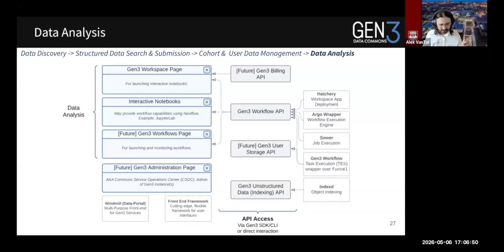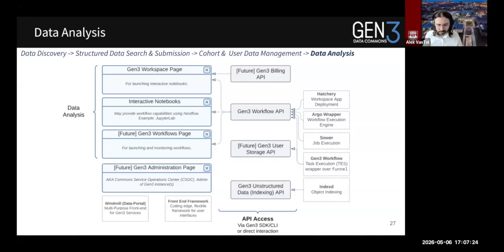We are building that workflow execution and task execution support with another standard, which comes out of the Global Alliance for Genomics and Health, GA4GH. Their Task Execution Service, or TES, is the API that we've adopted, and we're using another open source tool from another group that we're working really closely with to build the support for executing tasks using the TES API within a running Gen3 instance.